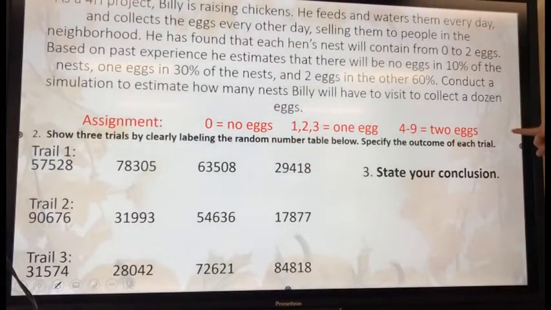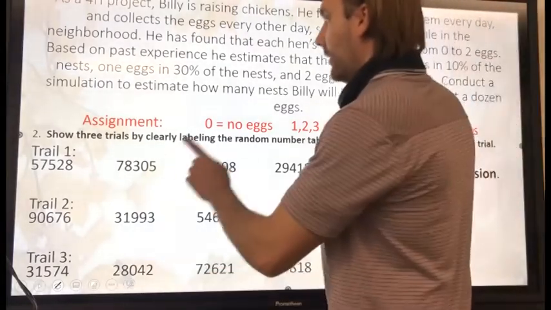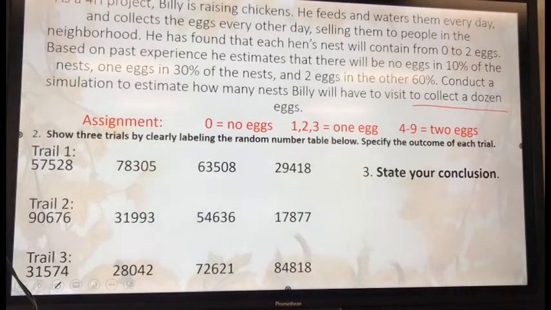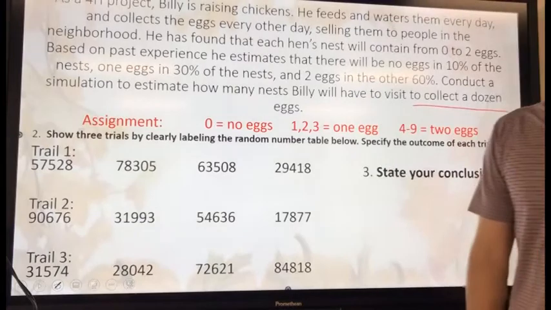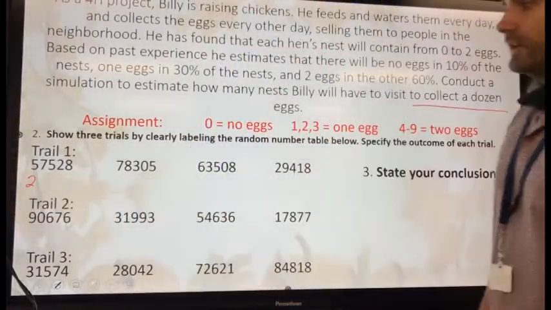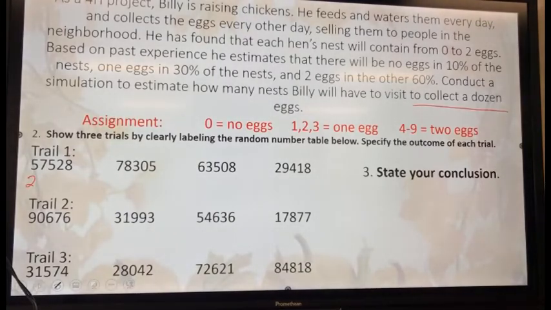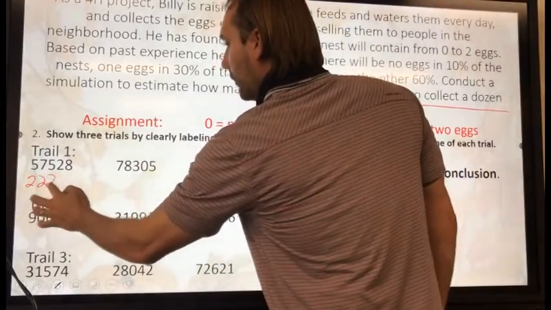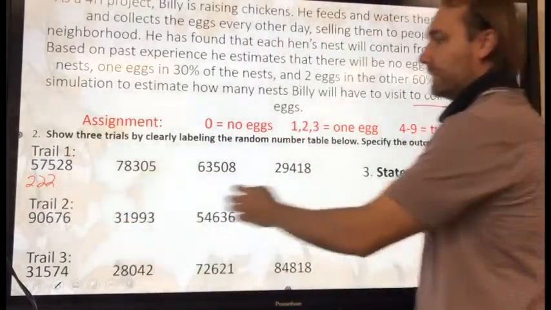So this experiment uses the same thing. Trial 1. Our goal here was to do what? A dozen eggs. So trial 1's number was 5. How many eggs came out of there? 2. The next one was 7. How many eggs? 2. 5? 2. 1, 2 gives me 1 egg.